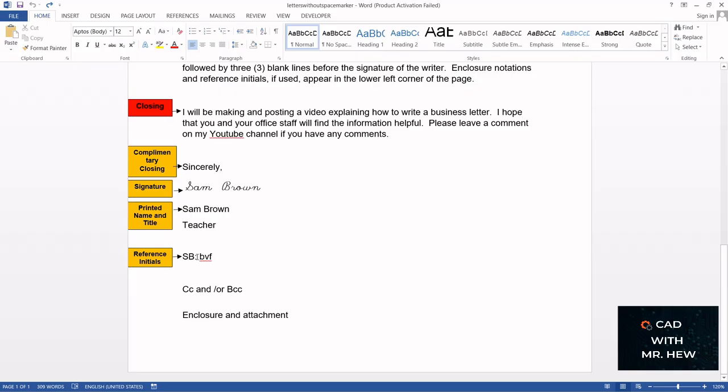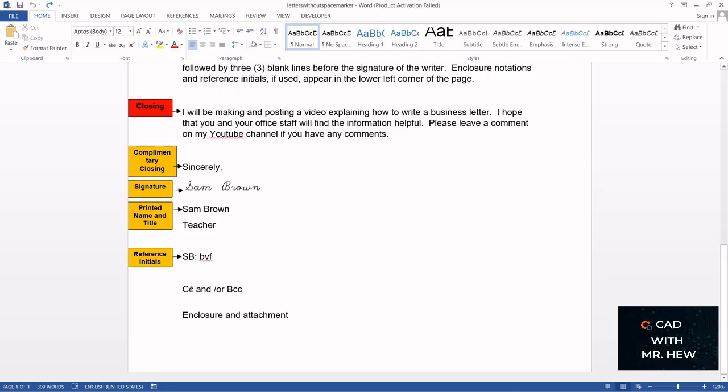Then it's followed by a colon and then the abbreviation of the person who typed the letter or prepared the letter, maybe a secretary, okay? So maybe the secretary's first name begins with B, their middle initial is V, and the surname could be France, for example, if the surname is France.